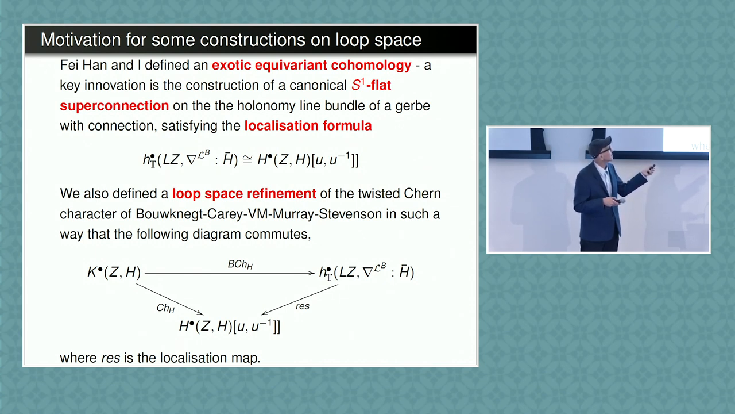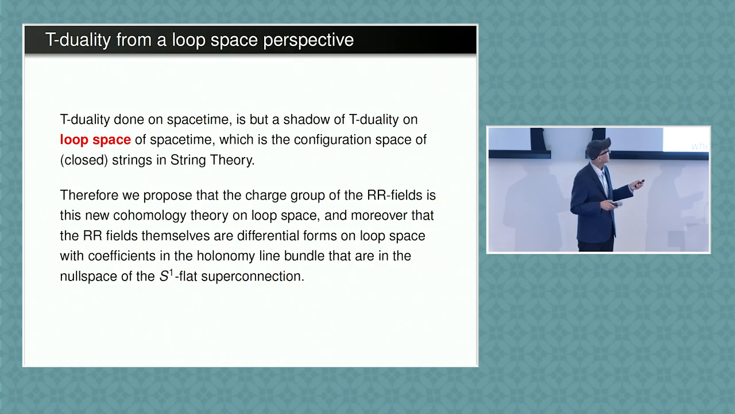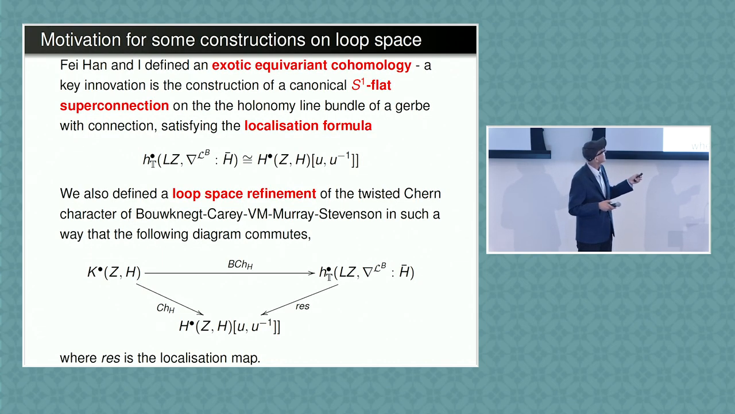So the interesting thing is that this connection is not flat, right? Its curvature is the transgression of H. So it's very unusual in cohomology that you look at cohomology with values in a non-flat line bundle. But the thing that makes it work is that there is a superconnection, an S1 flat equivariant superconnection, which I'll define, and it squares to zero on these differential forms with values in the line bundle, right? And that defines a cohomology theory which we call exotic equivariant cohomology theory.